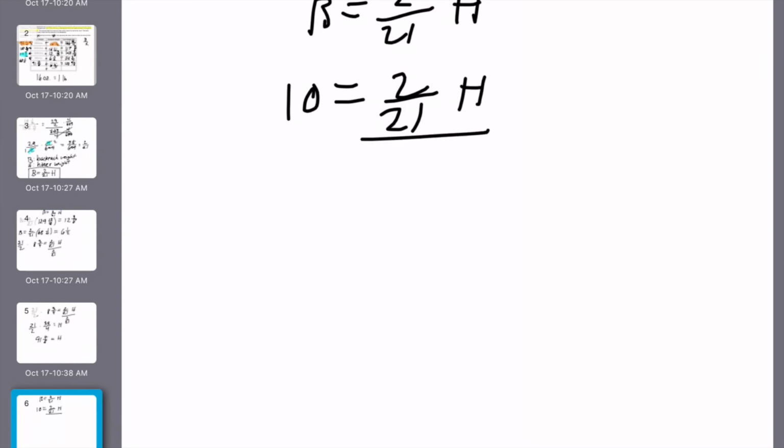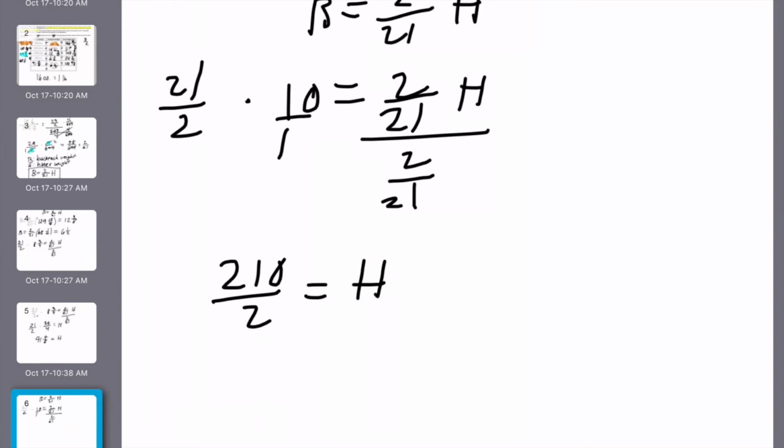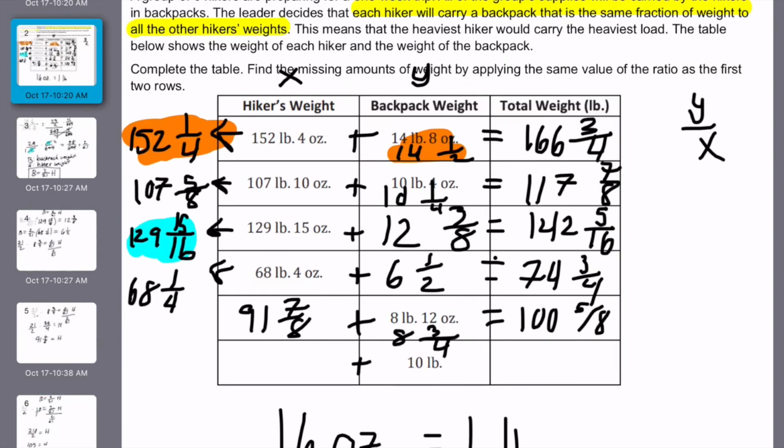So I need to divide by 2 over 21 on both sides, which is the same thing as multiplying by the reciprocal, which is 21 over 2. So this is the same thing as 210 over 2 equals the hiker weight, but 210 divided by 2 is 105 pounds. So I know that I can just write that in the slot, 105 pounds. 105 pounds plus 10 pounds is 115 pounds.